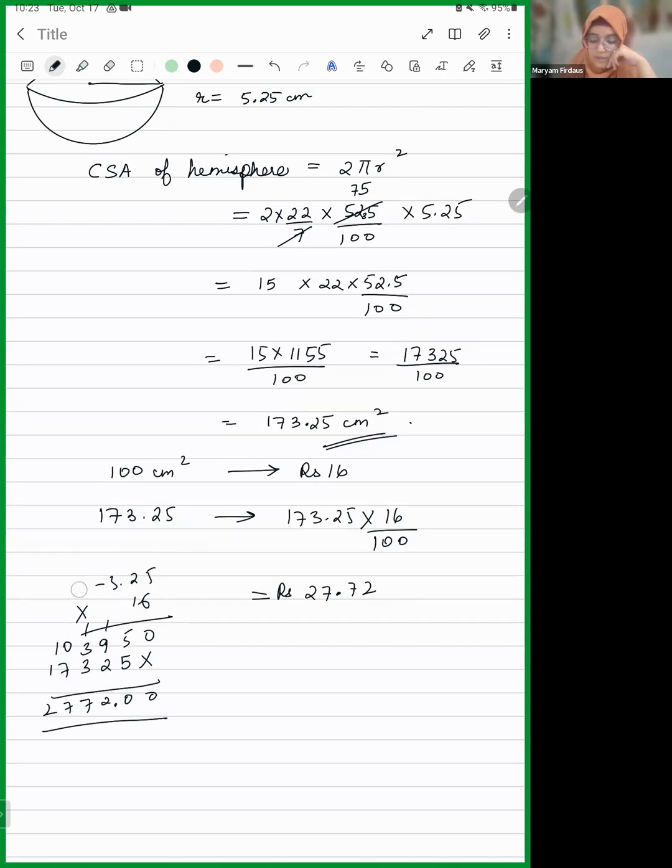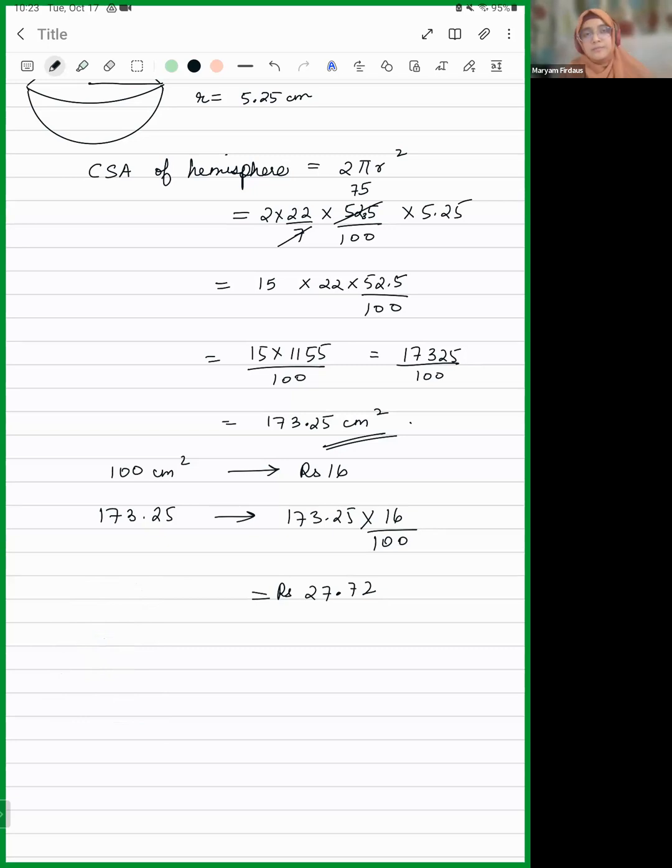Tell me if my answer is correct or if there's some calculation error. No, ma'am, it's correct. Correct? Okay. Avni, Abdul Jabbar, till where have you reached? I'm doing the calculation. Okay.